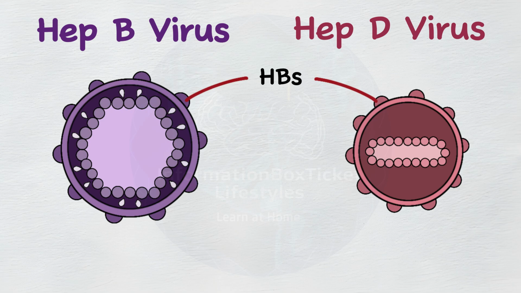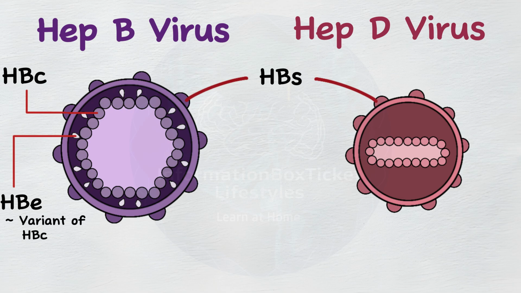There is a capsid, a protein shell with additional antigens, located underneath the membrane. The hepatitis B capsid contains HB core, often known as HBc. Additionally, there is a version of HBc called the HB envelope, or HBe antigen for short, which is not actually a component of the virus. It is secreted and present in the serum of infected people. The hepatitis D virus capsid contains delta antigen, or HDAg for short.